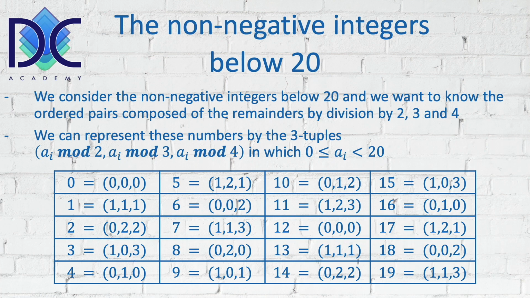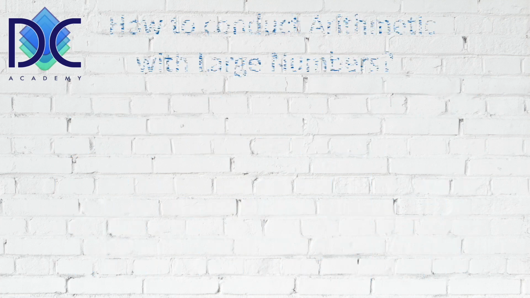Let's have a look at 18. 18 modulo 2 is 0 because we can divide 18 by 2. We can also divide 18 by 3, so we have a second value of 0. And 18 divided by 4 leaves a remainder of 2. So the 3-tuple for 18 is (0, 0, 2). You can apply the same to all these numbers. It's a good exercise to compare all of them and check that you find the same results.